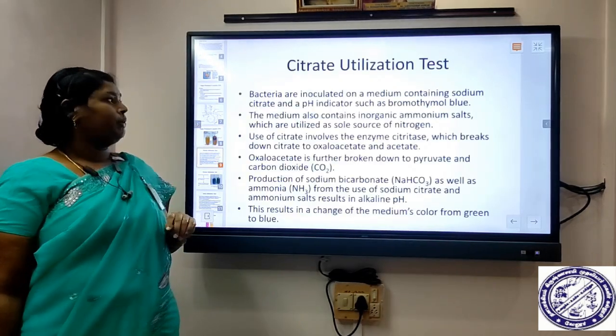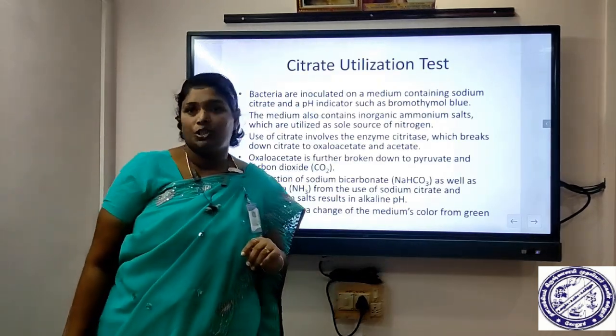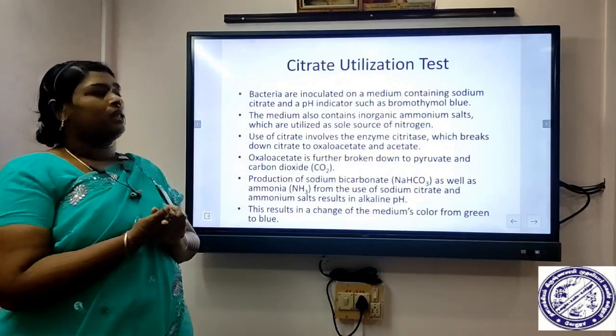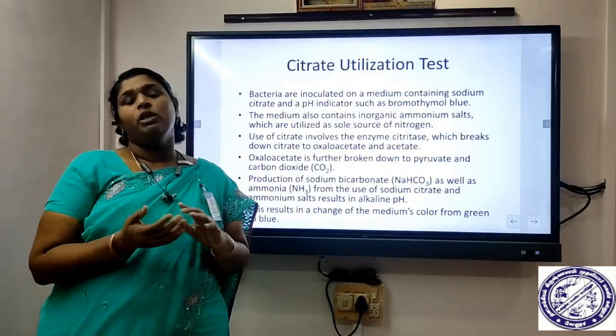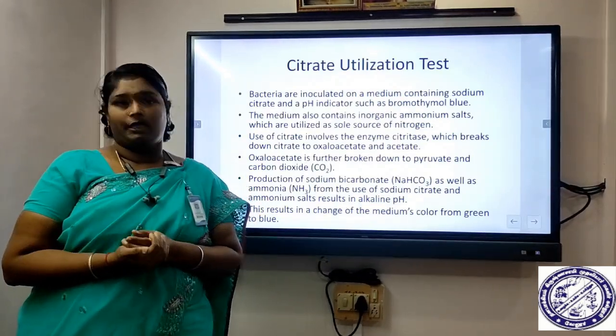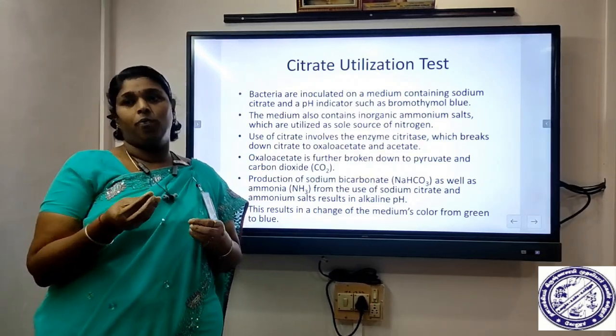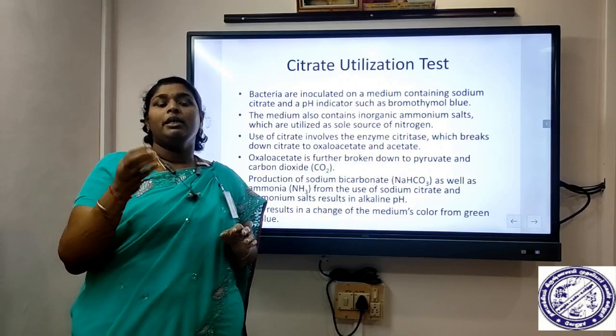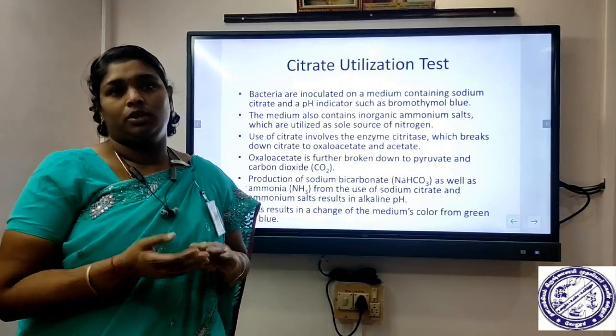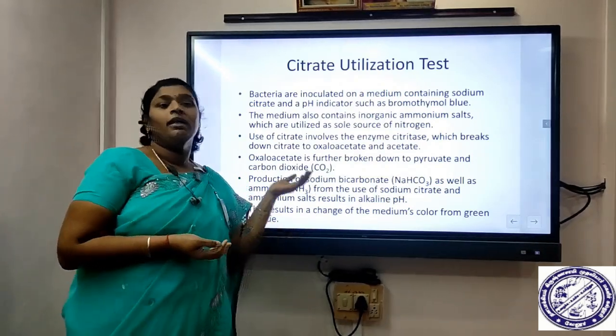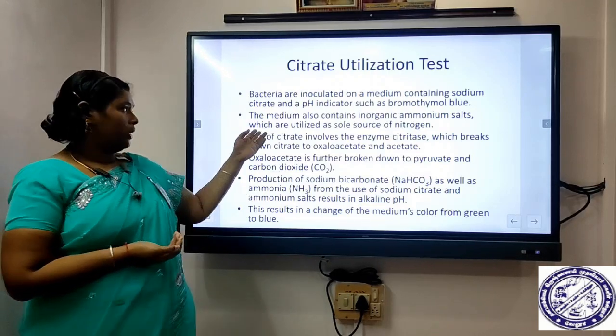So the next test we are going to see is the citrate utilization test. Okay, so citrate is a very complex compound, which cannot be utilized by all bacteria. Certain bacteria can utilize the citrate compound. In the citrate medium, it will be available as sodium citrate, not in the form of simple citrate.